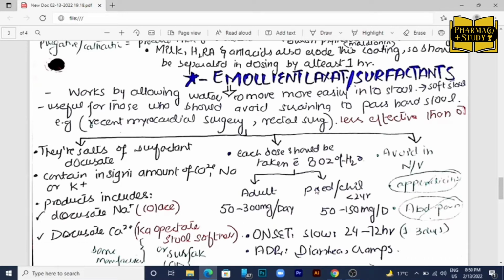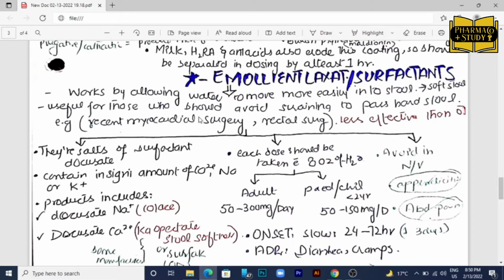It works by allowing the water to move more easily into the stool. It is not disrupting the electrolyte or fluid balance, but it will allow the movement of water. The water that is already present in the intestine can easily move into the stool in the presence of docusate and soften the whole stool, and it will easily move through your intestine and relieve the patient. It causes the softening of the stool.